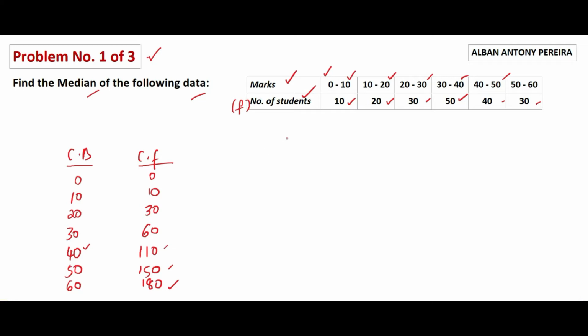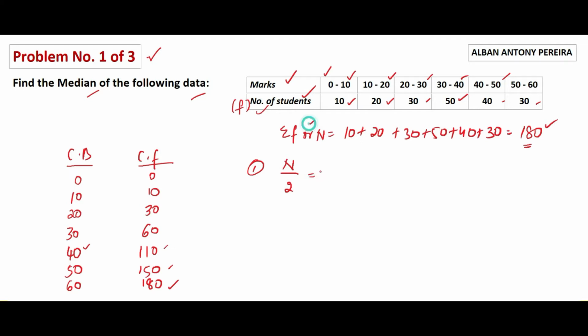Also find out sigma f. How to find out sigma f or n? That is equal to 10 plus 20 plus 30 plus 50 plus 40 plus 30. This is nothing but adding the frequencies, and it will give you the answer as 180. Okay, now we'll start solving. So first step, find out the answer of n divided by 2. N is 180, that is sigma f for n. 180 divided by 2 is equal to 90.